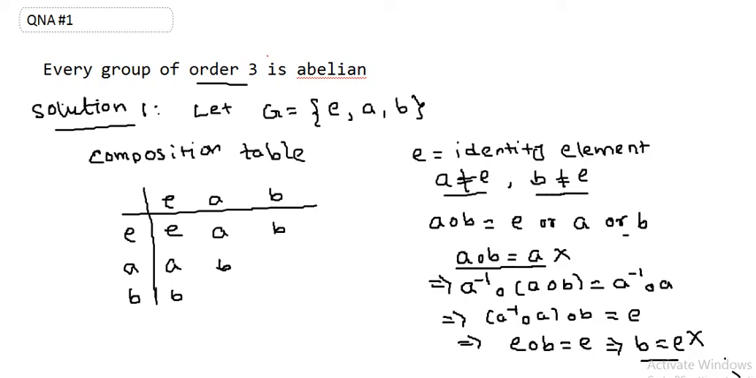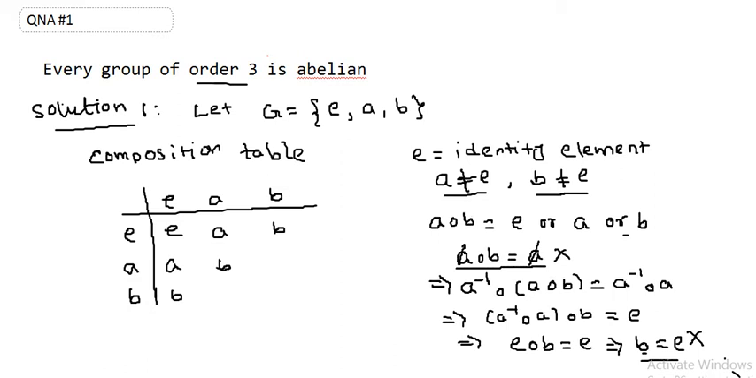The law over here that you use, that we get the value B equals E from A compose B equals A, we can directly write B equals A. So we just cancel out A and A from both sides and we can write B equals A. This is called the cancellation law. Cancellation law holds for any group. So from there, we see that A compose B cannot be equal to A.